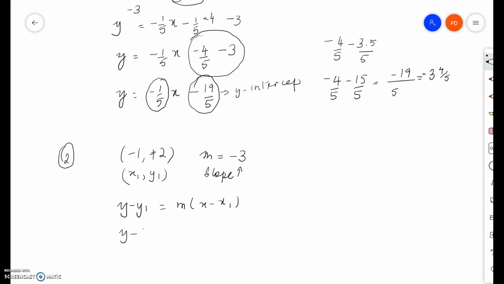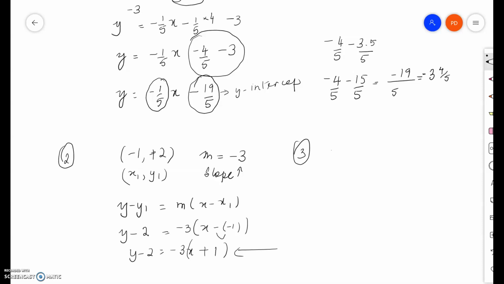So we have y minus y1, which is 2. We are replacing y1 with 2. M, which is negative 3, times x minus x1, so minus negative 1. So this is equal to y minus 2 equals negative 3 times x plus 1. Negative times negative is positive. And we can stop here. This is the point slope form of the equation of a line that passes through negative 1, 2, the point, and the slope being negative 3.